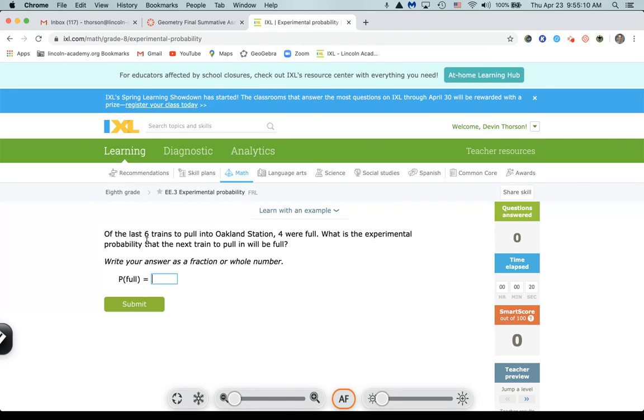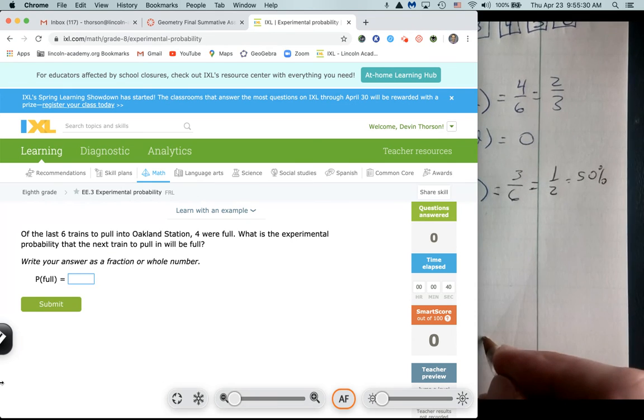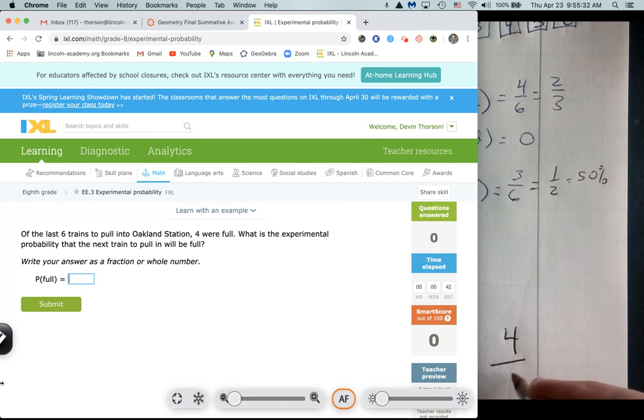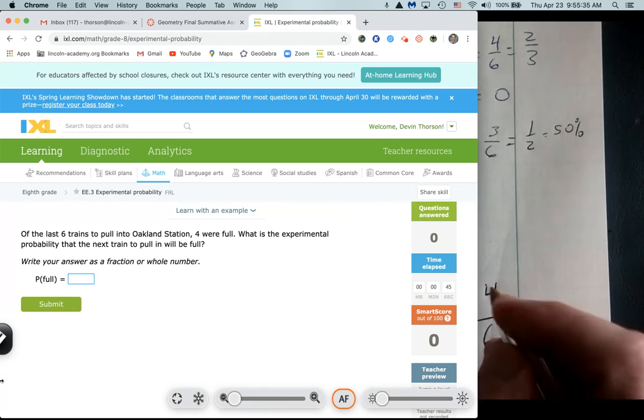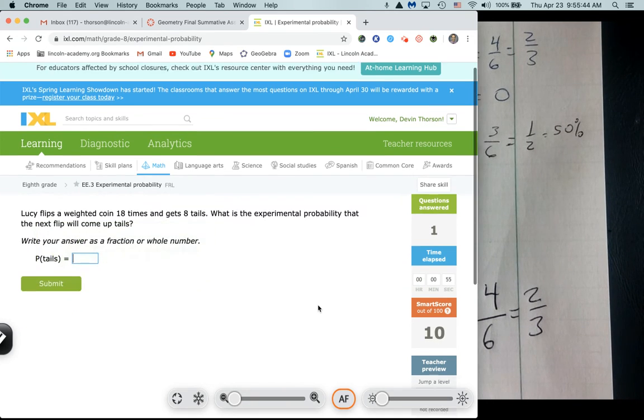There was a total of 6 trains they've kept track of. Of those 6, 4 were full. So what you would do is you would say 4 out of the 6, and then you would reduce that to 2 out of 3. So you can see that we do the 4 out of the 6 total, we reduce that to 2 out of 3. So over here, write your answer as a fraction. 2 out of 3, I make sure I reduced it and hit submit, and I get good work.